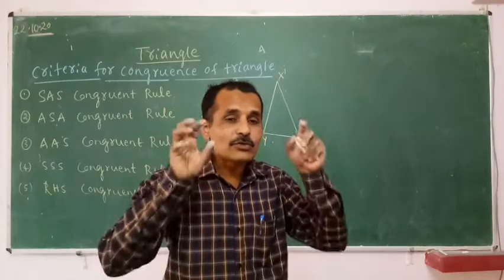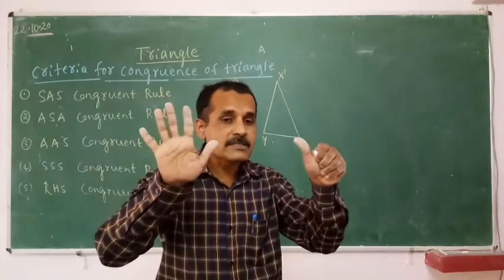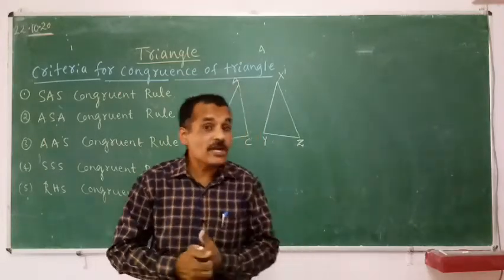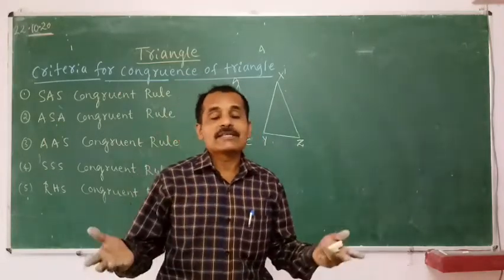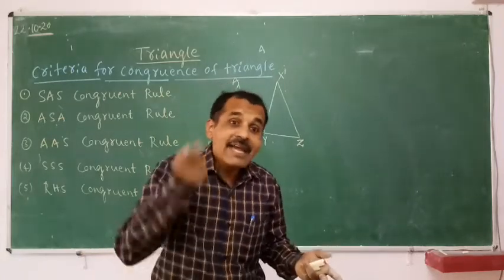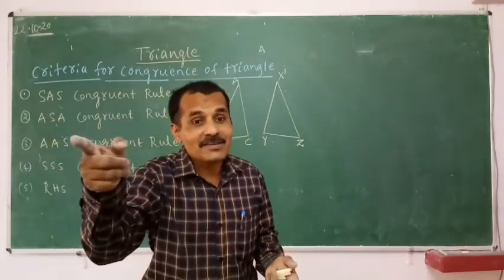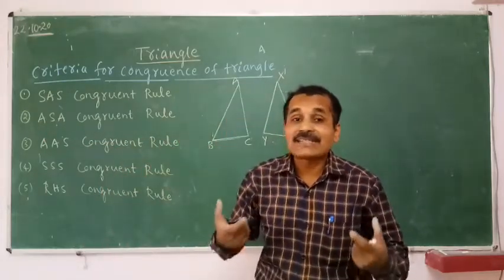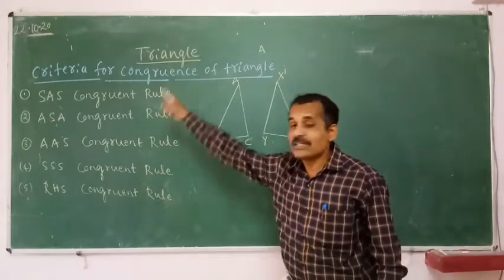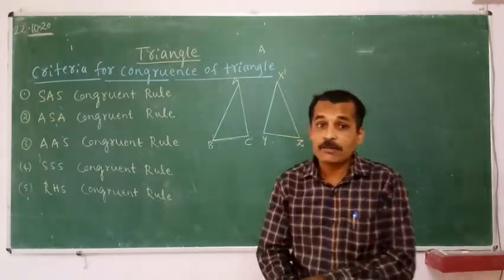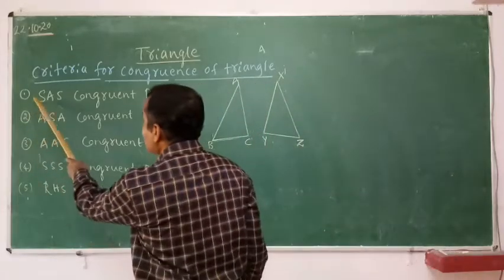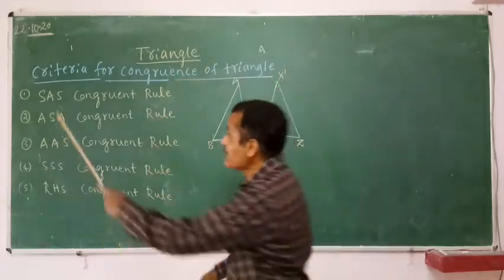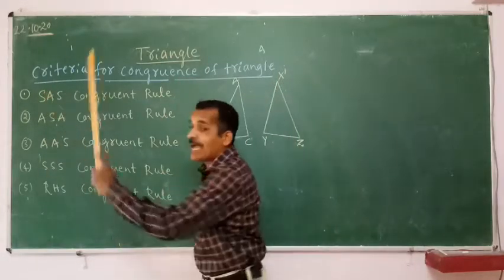And the congruent rule says that out of six, if any three are equal to each other, we can say the triangles are congruent. But which are those three that must be equal so that we can say the triangles are congruent? The list is here. I will explain one by one. The first one is the SAS congruent rule. The simple meaning is two sides and one angle.